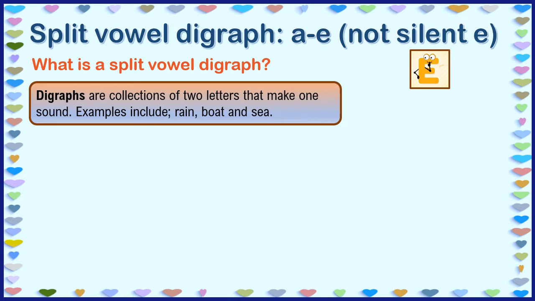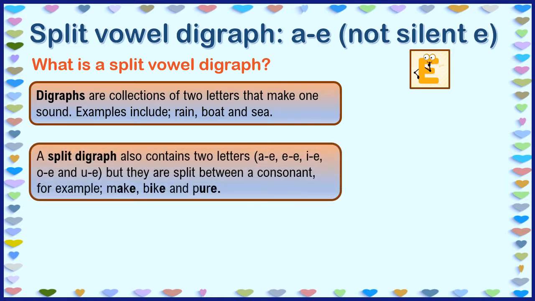As you know, digraphs are two letters that make one sound. Okay, and we've done quite a few of those. About 2 weeks ago, you did the AI and the AY, which only makes the A sound. And then last week, you did double E and EA, which only makes the E sound. And soon we'll be doing the OA, which only makes an O sound. So there you see it in rain, boat, and sea.